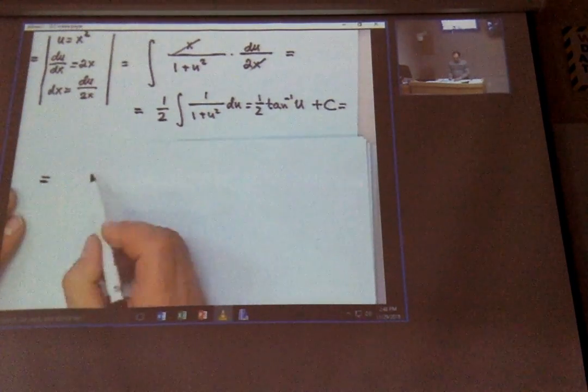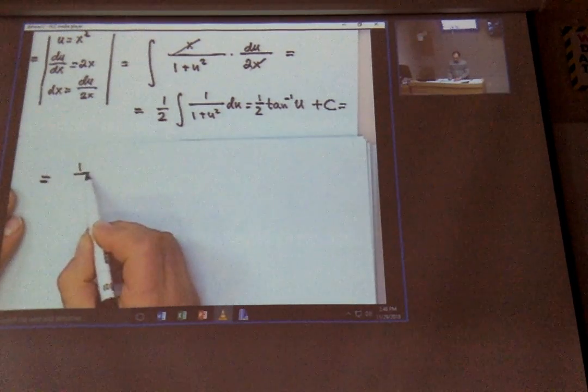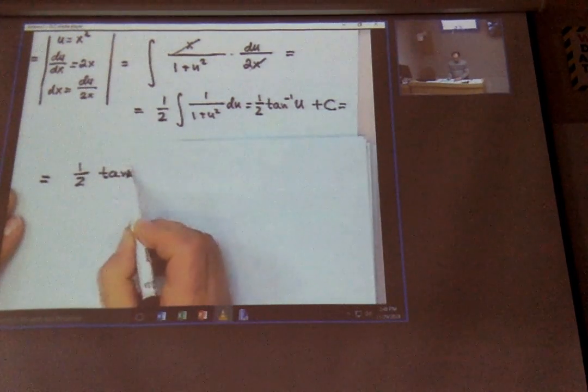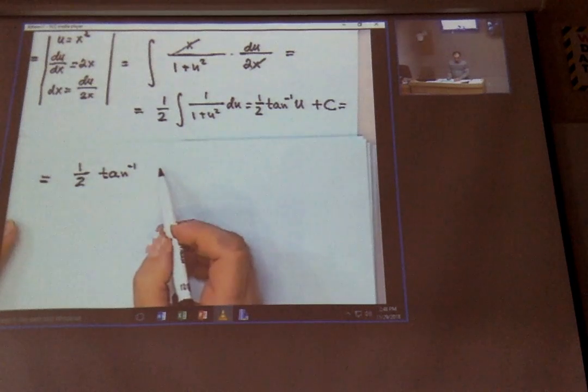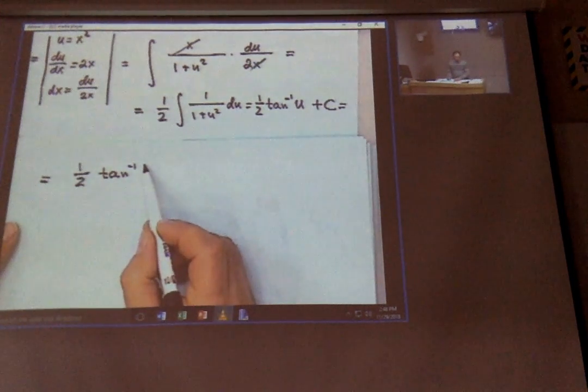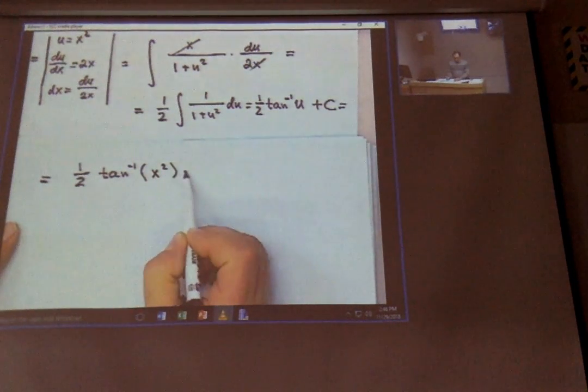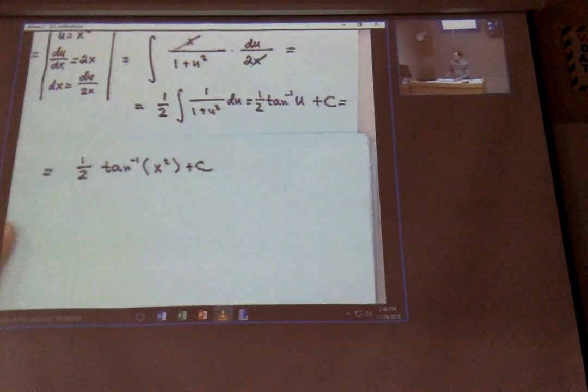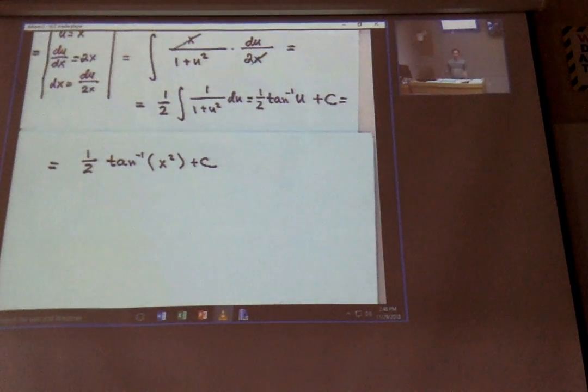And we have 1 over 2, inverse tangent of what? X squared plus c. So that's the answer. So I don't know, if I pick all the problems that I showed you so far, this is probably the most difficult one to see. But some of you say, well, fine.